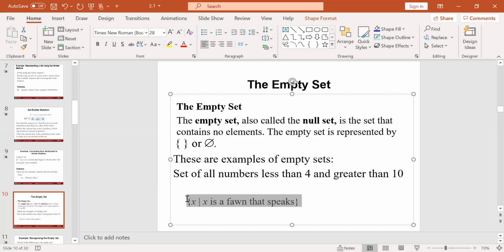Or all X such that X is a fawn, a female deer or something. Is a fawn a deer? Okay, a baby deer. A fawn that speaks. Now, unless we're living in the Bambi extended universe, there's no such fawn that can speak. So that's going to be the empty set.